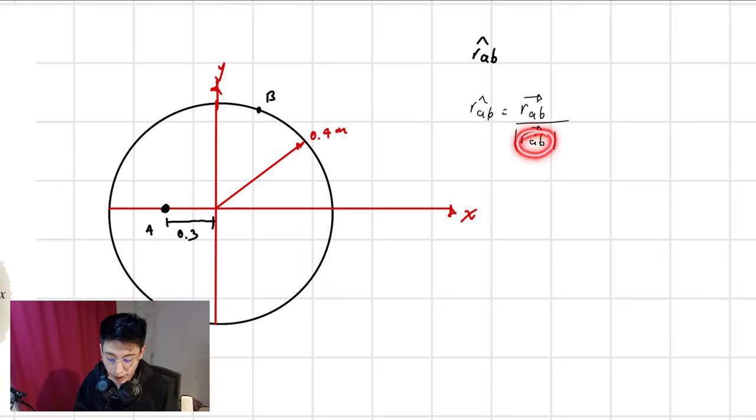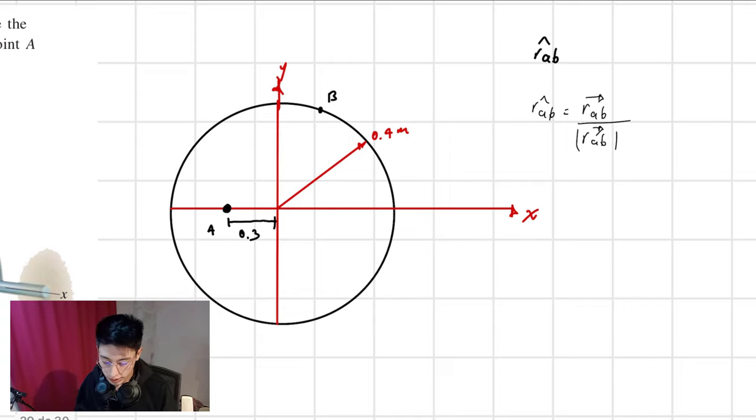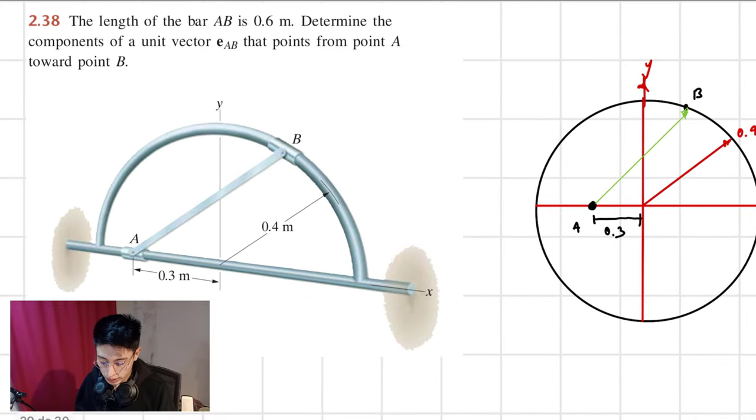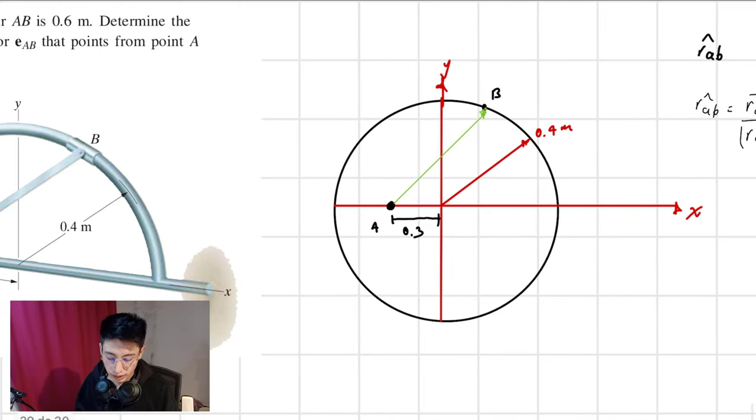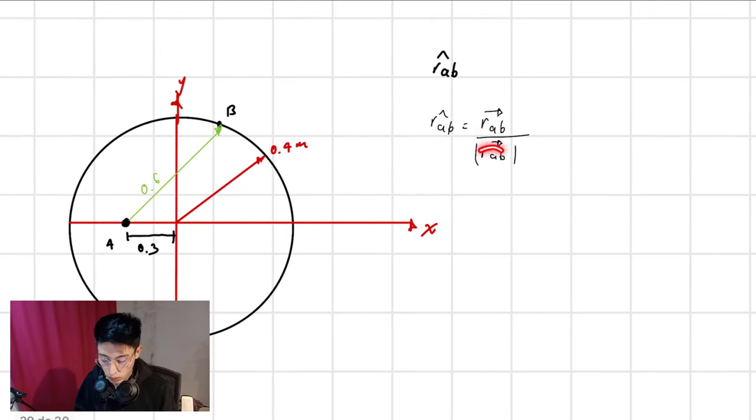Now, we have the magnitude. Why is that? Because something that I didn't write right here is that the vector RAB has a magnitude. All right? That magnitude is the value that the exercise is giving us right here, the length of the bar, 0.6. So this is equal to 0.6 meters. So we have the magnitude, we don't have this, and we actually need this for us to locate the unit vector. Now, how can we possibly determine a vector, a normal vector?